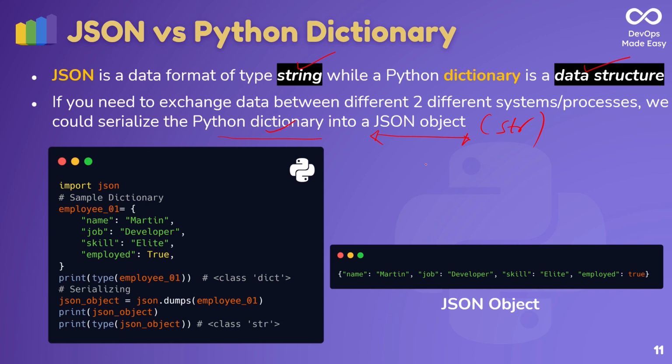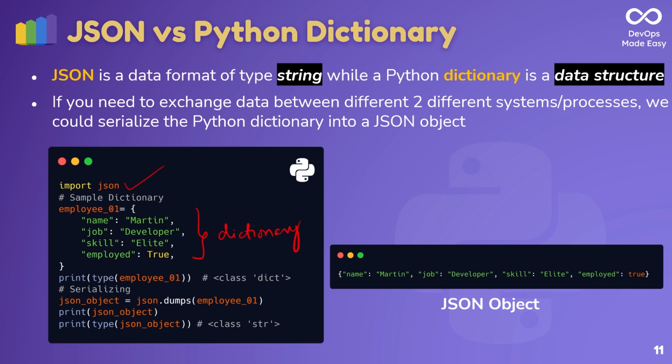So we can prove this programmatically. For this, I have an example program written in Python. I'll be using a dictionary as an input. I'll be importing the JSON library, and then I have here employee1 as a dictionary, and the values are name, job, skill, and whether he is employed or not, as a complete dictionary.